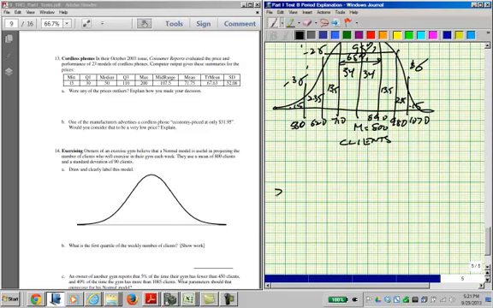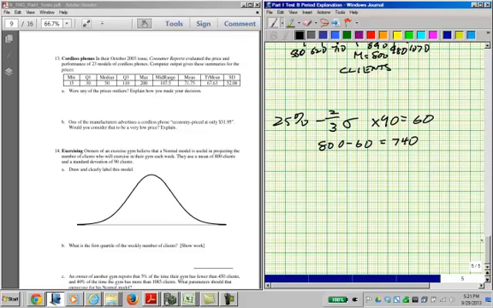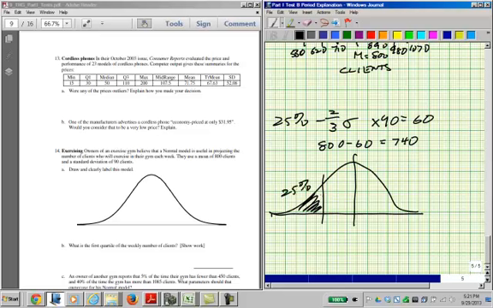Okay, what is the first quartile? First quartile is the 25th percentile, which is -2/3 sigmas times 90, which is going to be 60. So that's 2/3 times 90. So you take 800 minus 60, and that equals 740. Now, another way you can do it, draw the picture. Okay, first quartile, 25%. Okay, we're told that it's approximately normal, 800, 90. So you can use inverse norm.